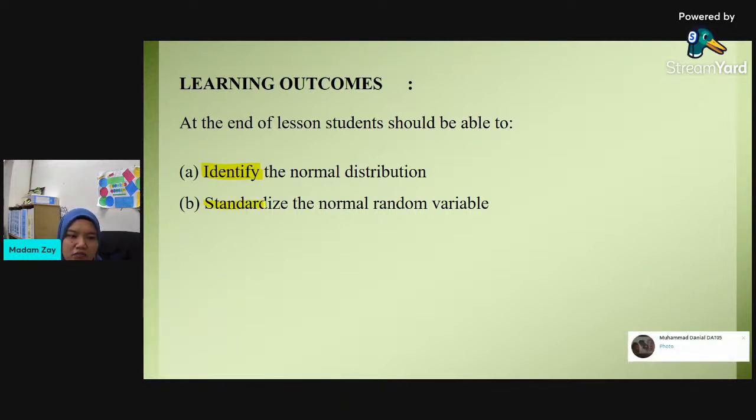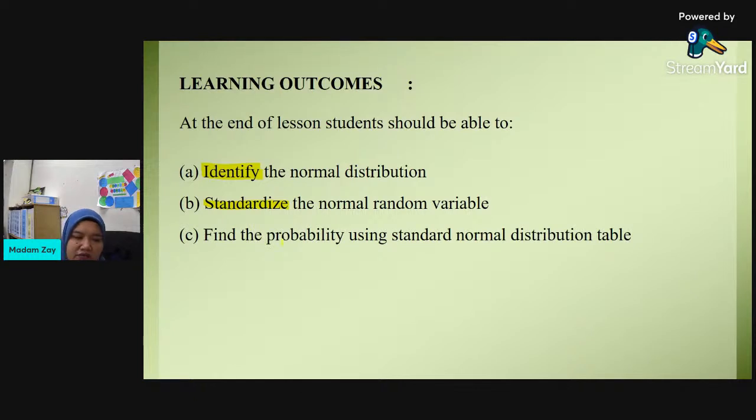Okay, standardize the normal random variable. Why do we need to standardize the normal random variable? Okay, so we have the normal distribution and we also have a standard normal random distribution. Okay, and then find the probability using the standard normal distribution table. Okay, so why we need to standardize? This is the point why we need to standardize, because we only have one standard normal distribution table with 0 mean and 1 standard deviation.